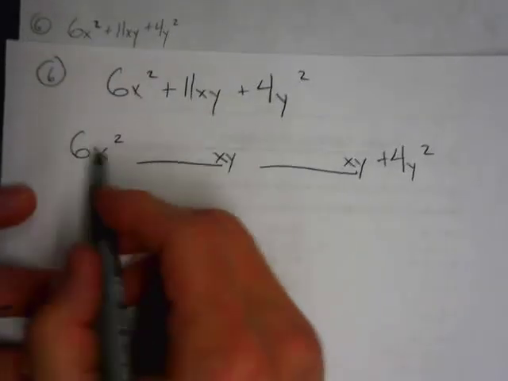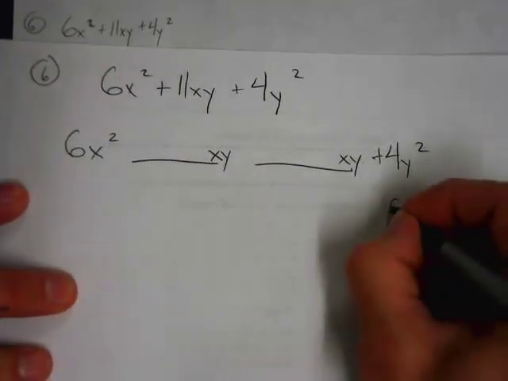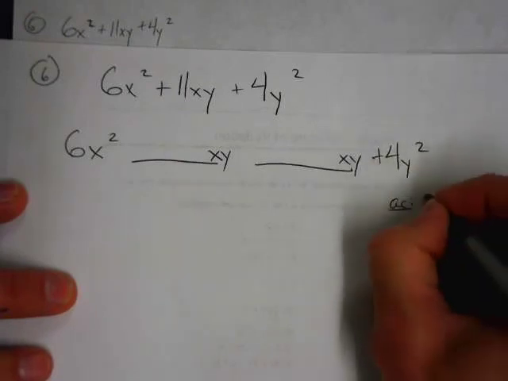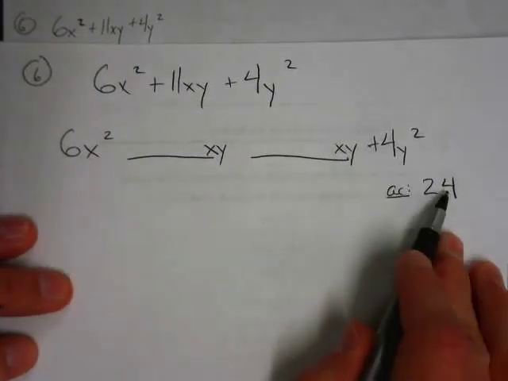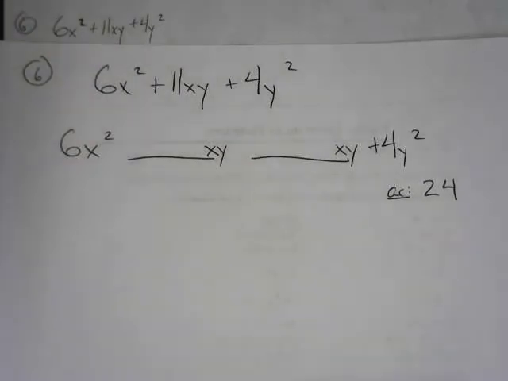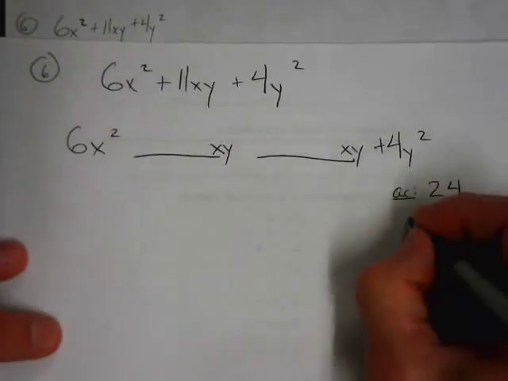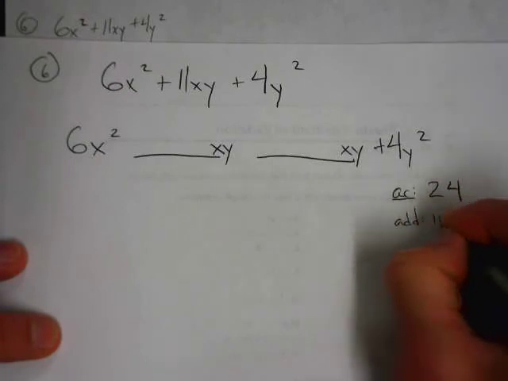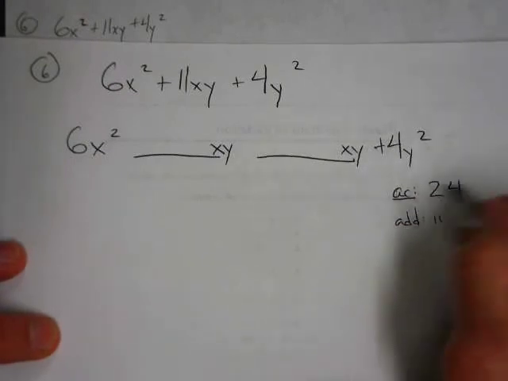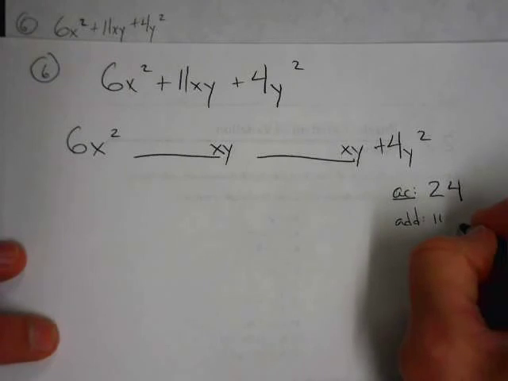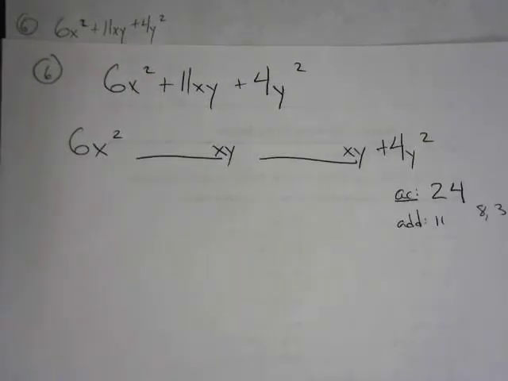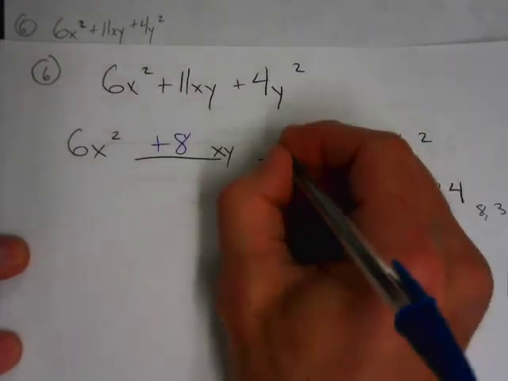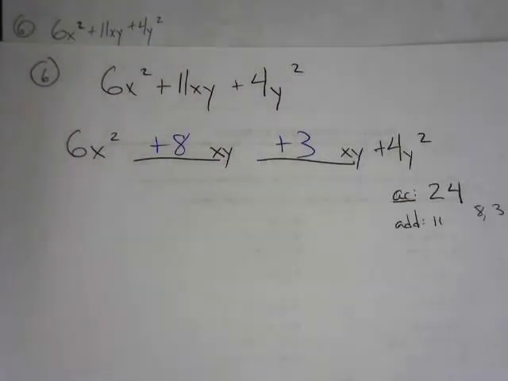Now I'm going to multiply a times c. And if you remember, a times c is not always c, because in this case I'm multiplying 6 times 4, which is 24. Right? So what are the two numbers that multiply to 24 but add to give me 11? You come up with 8 and 3. So we'd have plus 8 plus 3, and now we are set to factor by grouping.